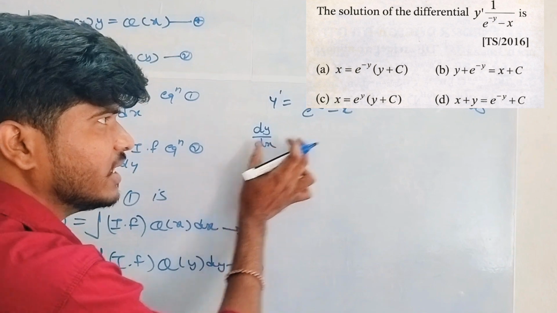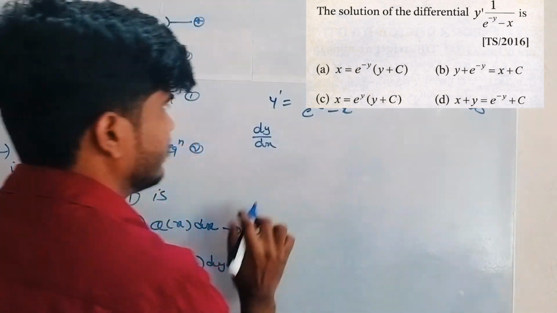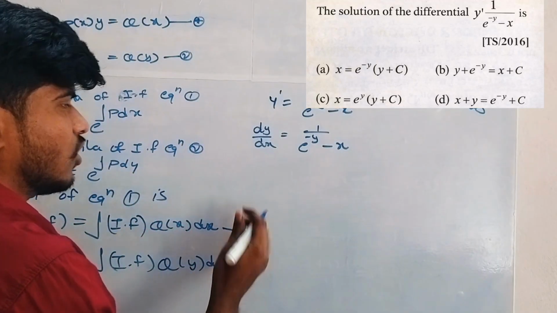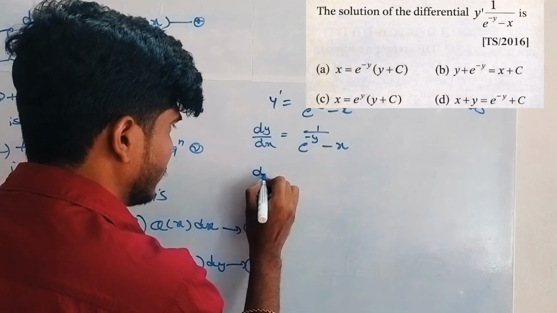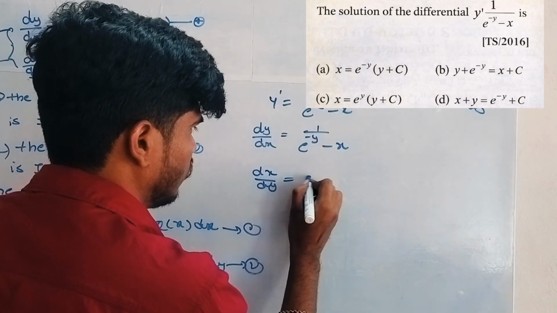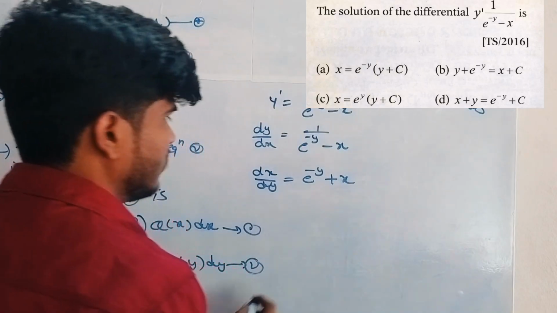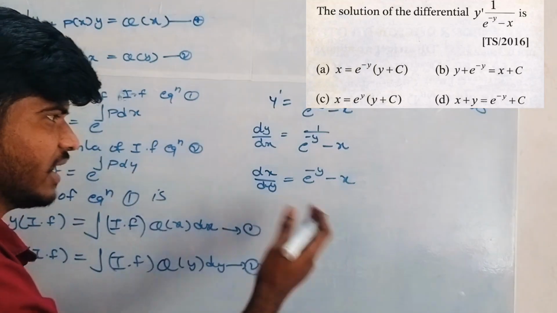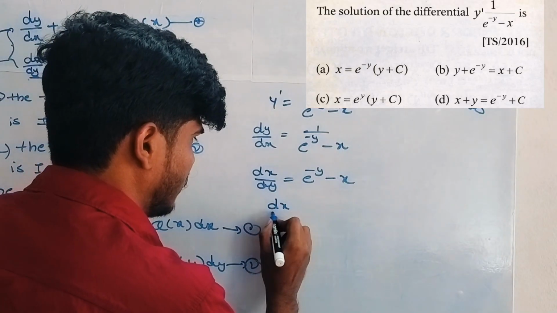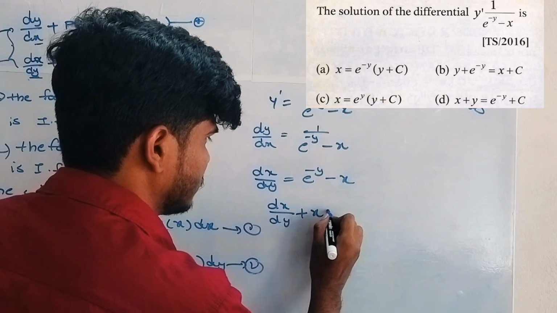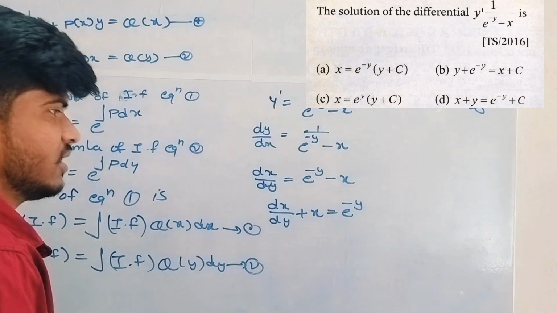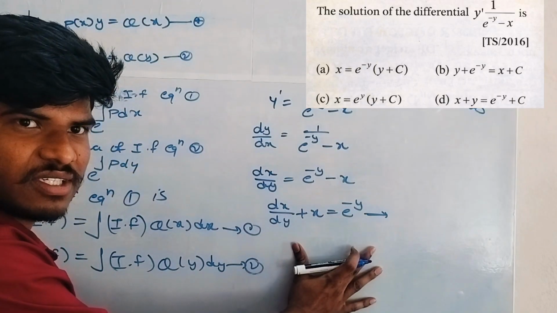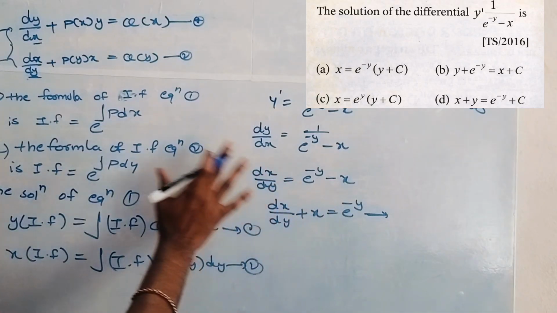So x dash, which is dx by dy, equals 1 by e power minus y minus x. Taking the reciprocal of this function, dx by dy equals e power minus y plus x, minus e power minus y minus x. Taking x to the left side, dx by dy plus x equals e power minus y. This differential equation is in the form of equation number 2.